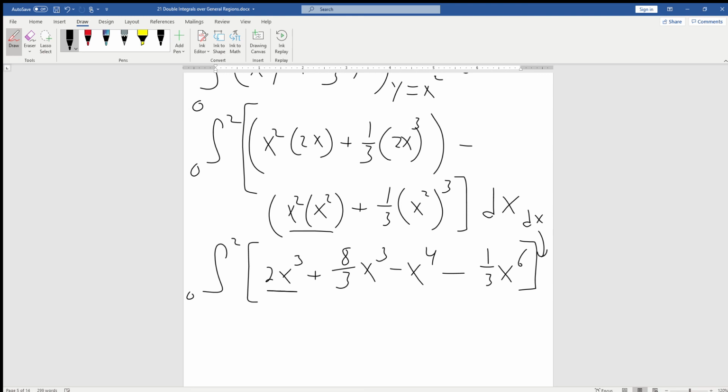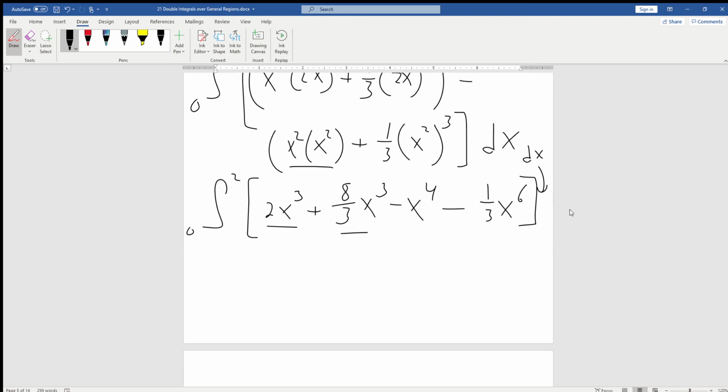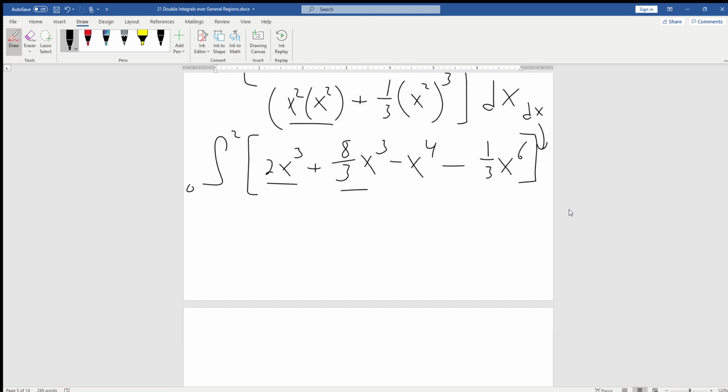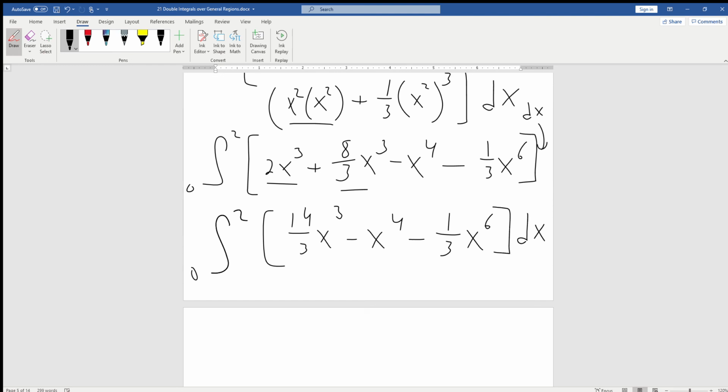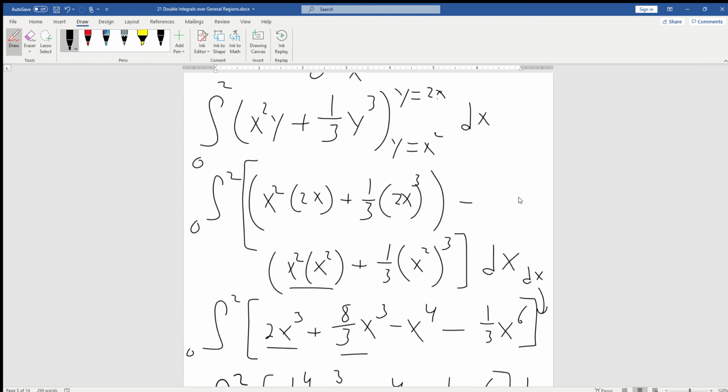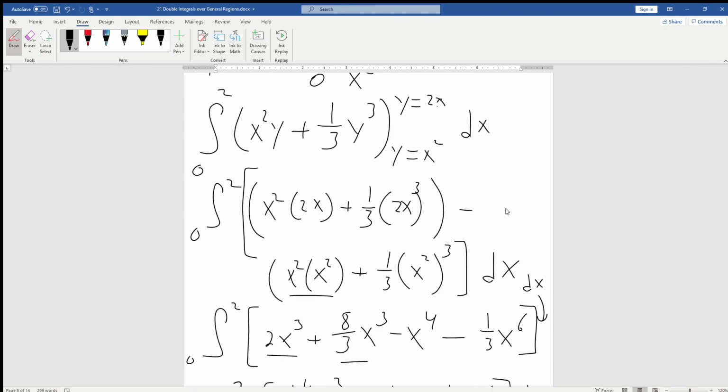Now clearly we can combine the like terms at the beginning. Right. That's going to turn into 14/3 x cubed. So we have 0 to 2, 14/3. Right, because 2 and 8/3, 2 is 6/3, 6 and 8 is 14. So we have 14/3 x cubed minus x to the 4th minus 1/3 x to the 6th dx. And now it really just turns into a Calc 1 problem at this point. Right? So again, if you're having trouble, pause the video at this point, go back and see where you might have made an error or where you were lost.